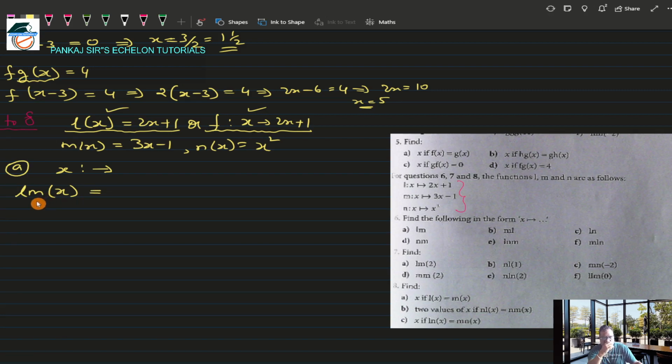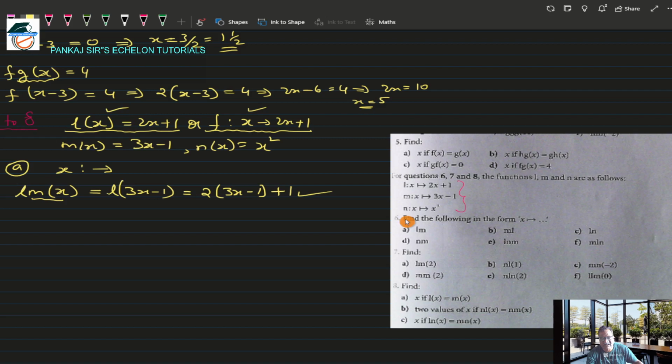LM of x will be equal to, from inside out we will work it out. So M of x is 3x minus 1, and then there's an L over here. So this works out to L of 3x minus 1. Now the L function is 2x plus 1, so in place of x, I'm going to put 3x minus 1 and complete it. So my answer for the first one is 2 times (3x minus 1) plus 1. This is the answer for A.